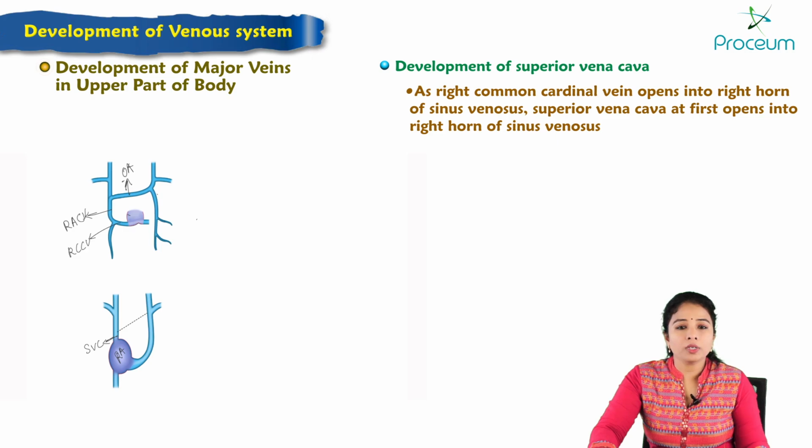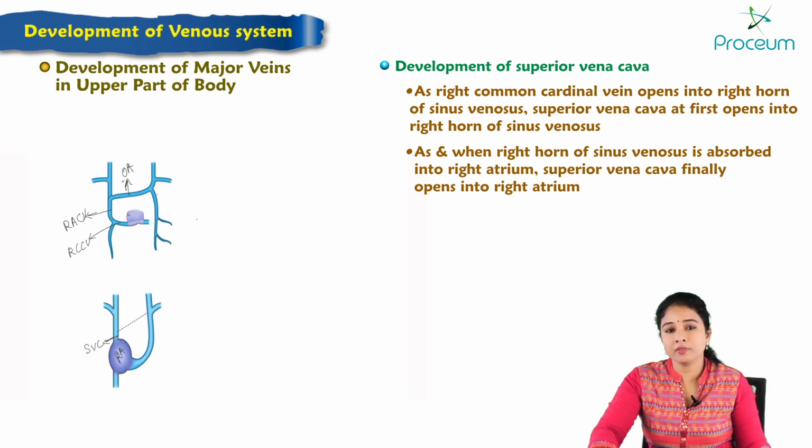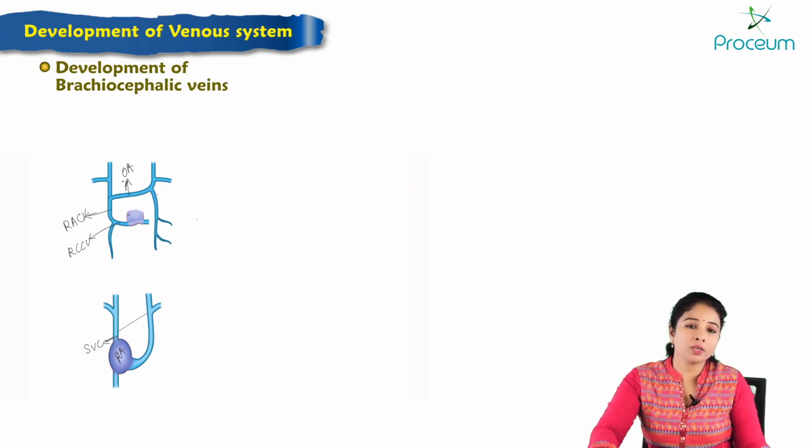As the right common cardinal vein opens into the right horn of sinus venosus, the superior vena cava at first opens into the right horn of sinus venosus. As and when the right horn of sinus venosus is absorbed into the right atrium, the superior vena cava finally opens into the right atrium. So that was about the development of the superior vena cava. Next we shall move on to the development of brachiocephalic veins.